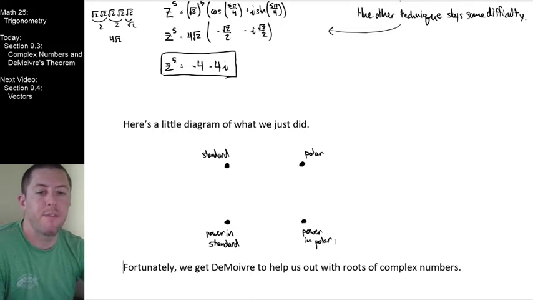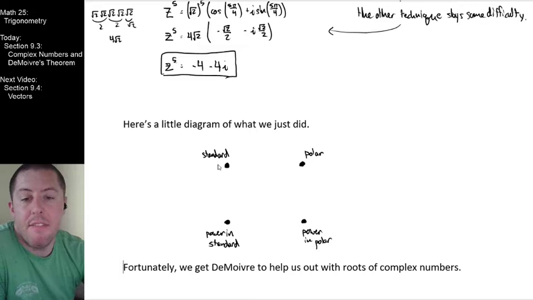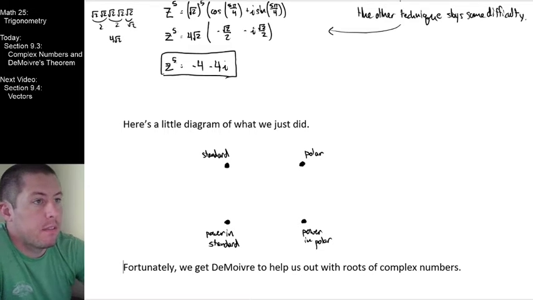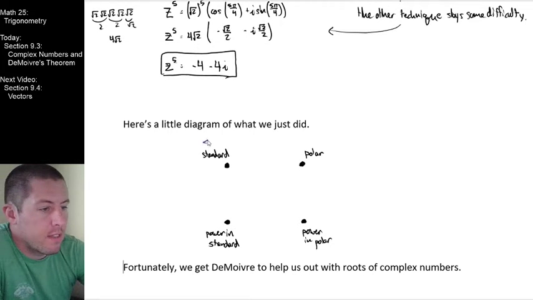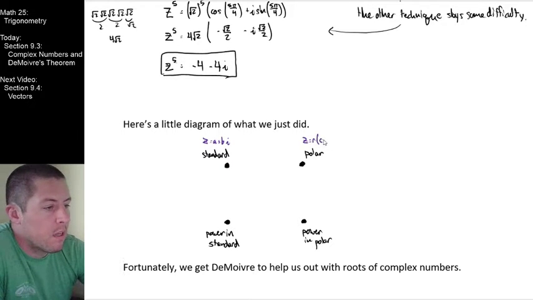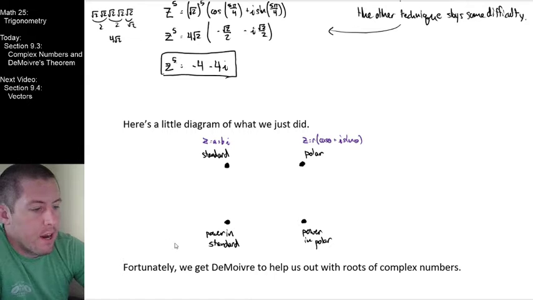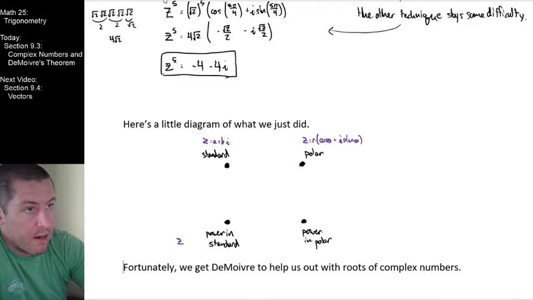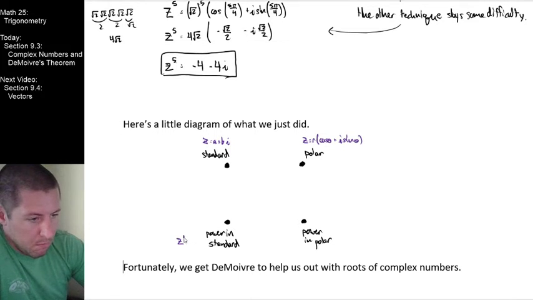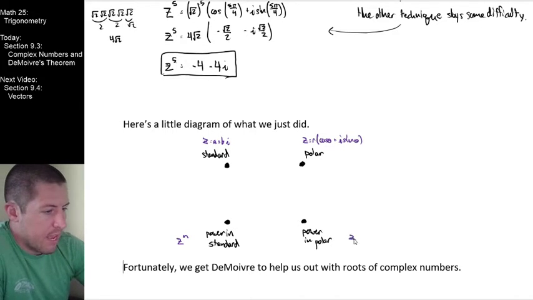So sort of like 4 different places we could be. We could have our standard form number z, like our z equals a plus bi. This is like our z equals r cos theta plus i sine theta. This is like our z to the 5th, or whatever it is, or z to the n power. I should just be general right here. And this is also like our z to the n out here.